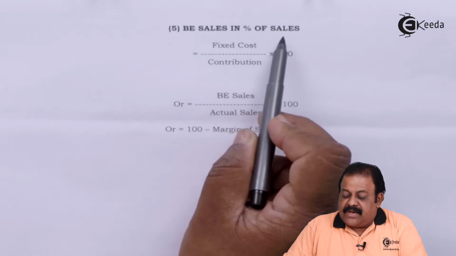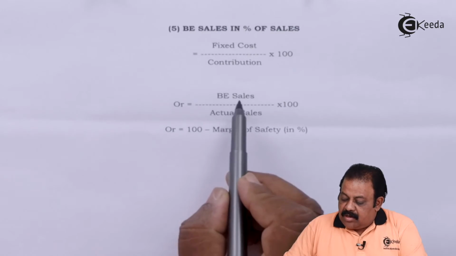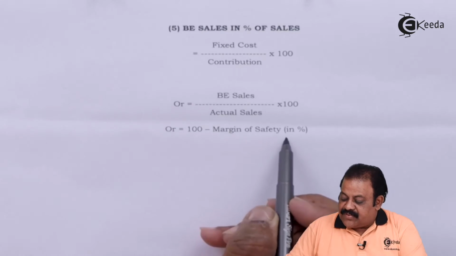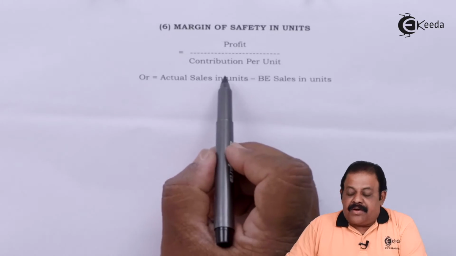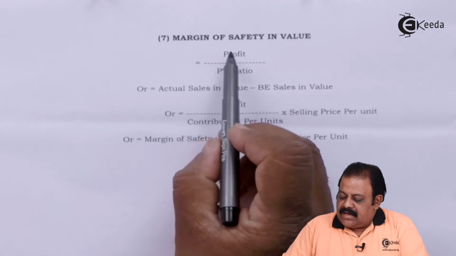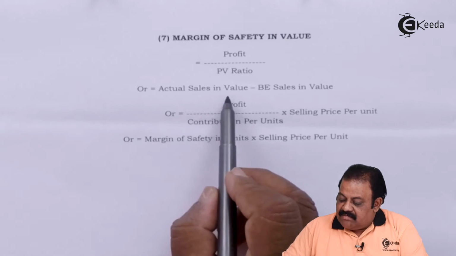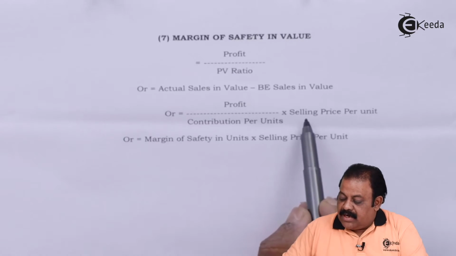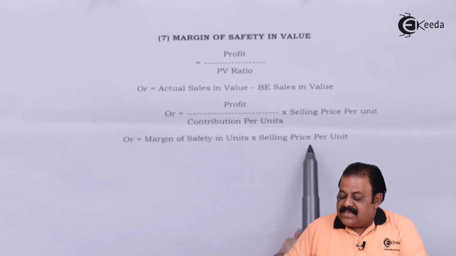Break even sales in percentage of sales is fixed cost divided by contribution multiplied by 100, or break even sales divided by actual sales multiplied by 100, or 100 minus margin of safety in percentage. Margin of safety in units is profit divided by contribution per unit, or actual sales in units minus break even sales in units. Margin of safety in value is profit divided by PV ratio, or actual sales in value minus break even sales in value, or profit divided by contribution per unit multiplied by selling price per unit, or margin of safety in units multiplied by selling price per unit.